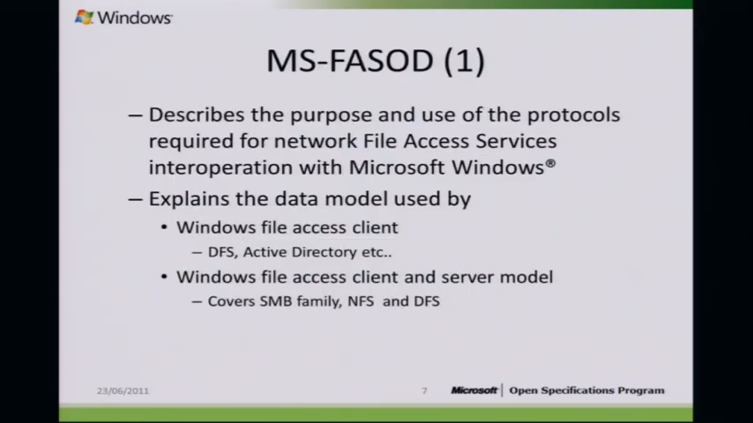So here we go, FASOD. Basically, this is file access, okay? It's going to explain file access, how Windows itself uses SMB, CIFS, and SMB2. It explains things like the data models used, say, for a Windows client when it's accessing DFS, anything to do with Active Directory and so on. And then equally, there's a chunk on the data model used when Windows clients and servers use SMB or NFS or DFS.